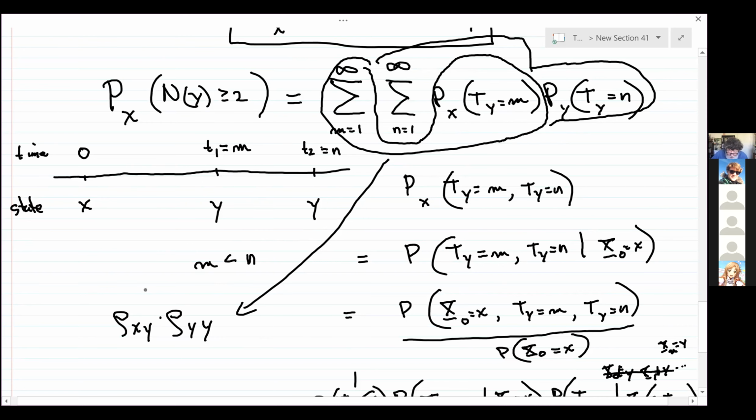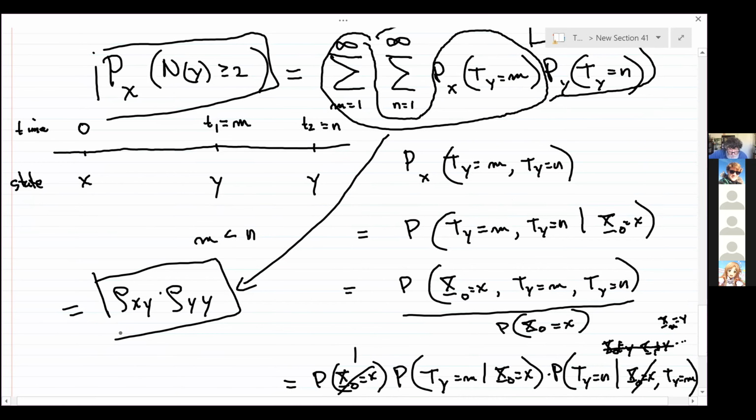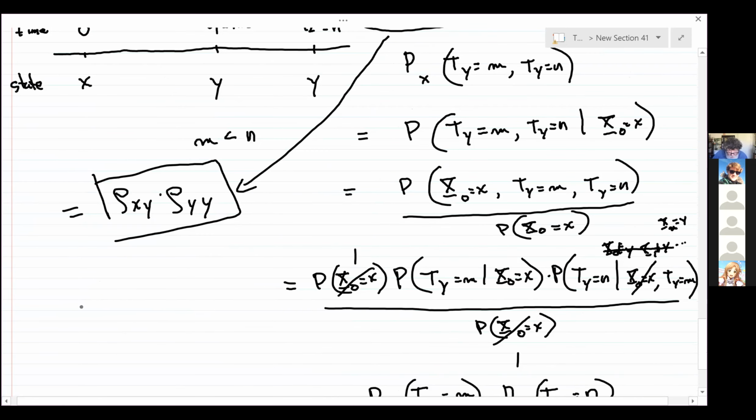So bottom line, what's the bottom line? The bottom line is this stuff here equals this. So write it and then call it a day. So the probability, starting at x, that the number of times you visit y is 2 or more, is equal to this.